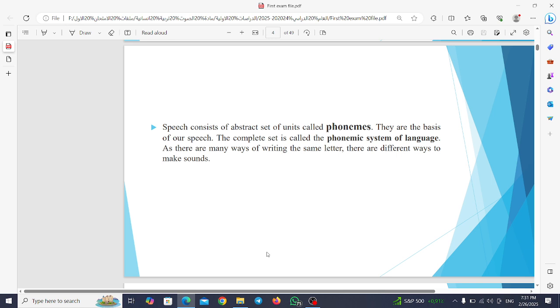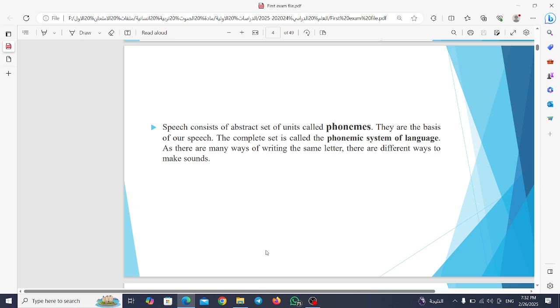Now, speech consists of an abstract set of units called phonemes. Phonemes, as a plural term, means the abstract set of units, whereas a phoneme is the smallest meaningful unit of speech. The phonemes are the basis of our speech. The complete set is called the phonemic system of a language.